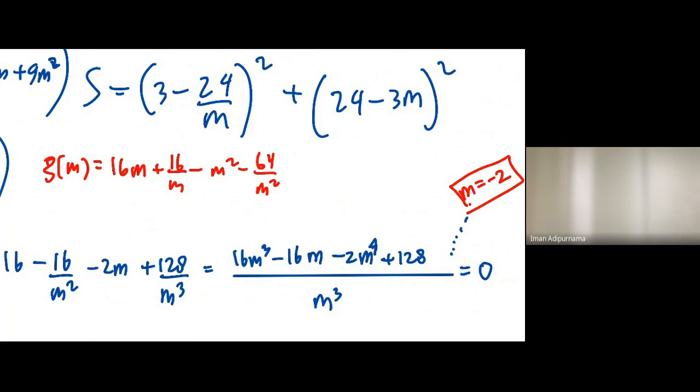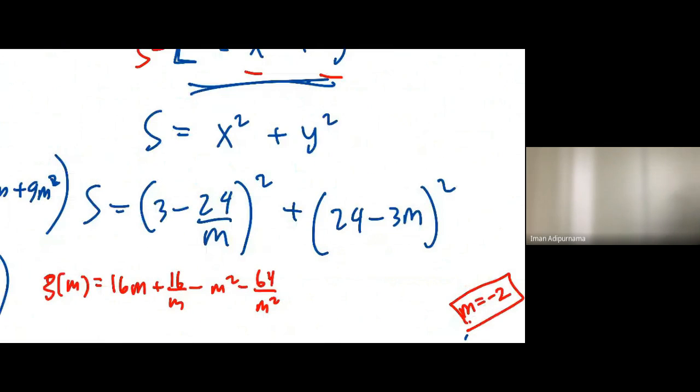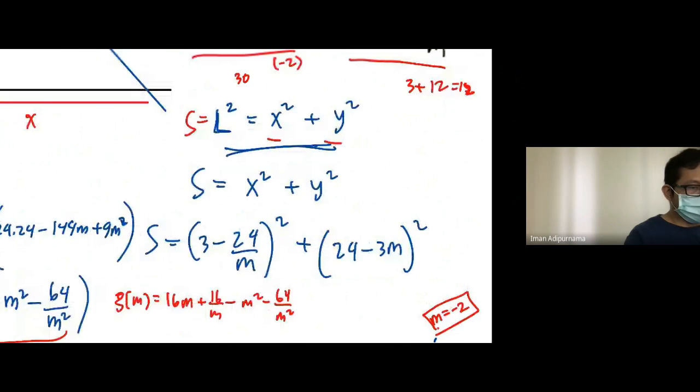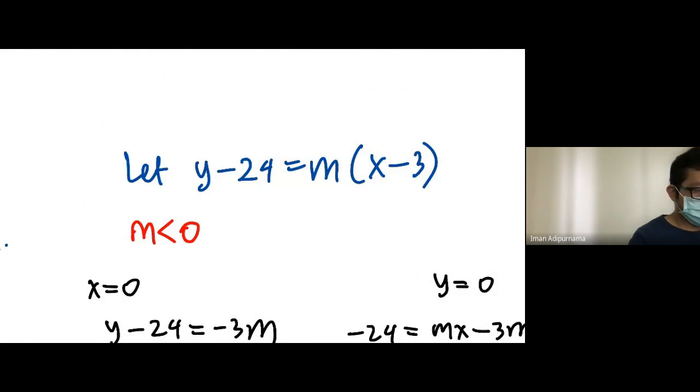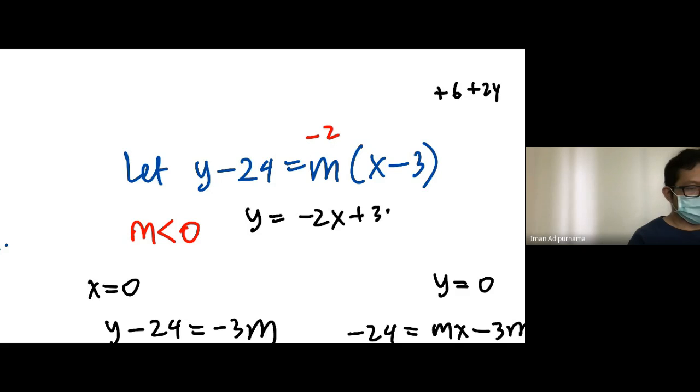And from there, you check the segment once more, and then you get the value of the L. So first, you can substitute this m with -2, which means you get y equals -2x, and then plus 6 plus 24, plus 30.